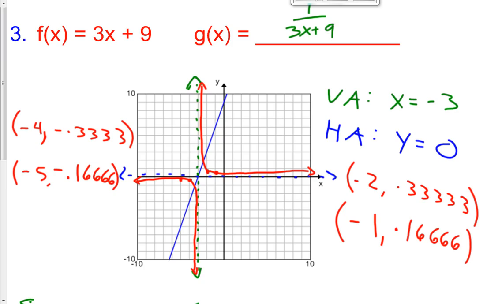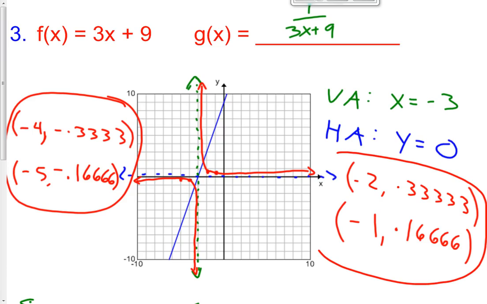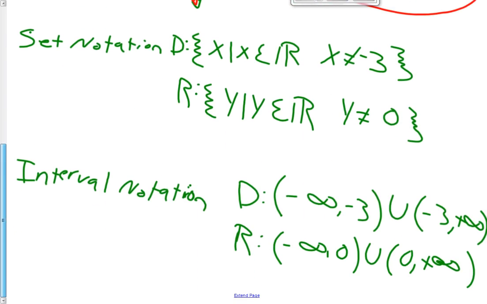The reciprocal function is 1 over 3x plus 9. Here's the points that I plotted to the left of the asymptote. Here's the points that I plotted to the right of the asymptote. The vertical asymptote, x equals negative 3. The horizontal asymptote is y equals 0. So then here's what I got for my domain and range as well. Let me know if you have any questions on that one when you get to class tomorrow.